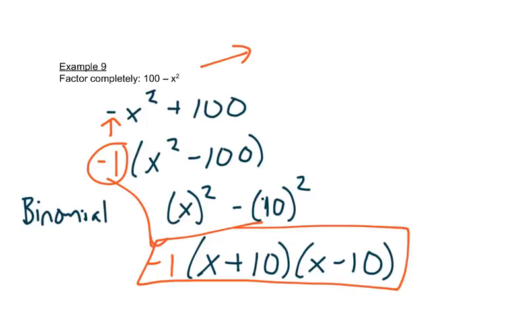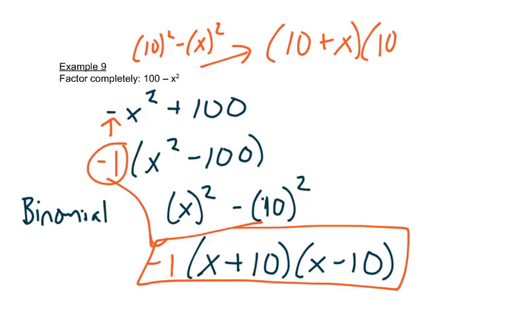Now with binomials, we could have just left it like this and realized that this is 10 squared minus x squared, and then 10 plus x and 10 minus x. And then because the order is different, we don't have that -1 in front. And this is an okay answer too.